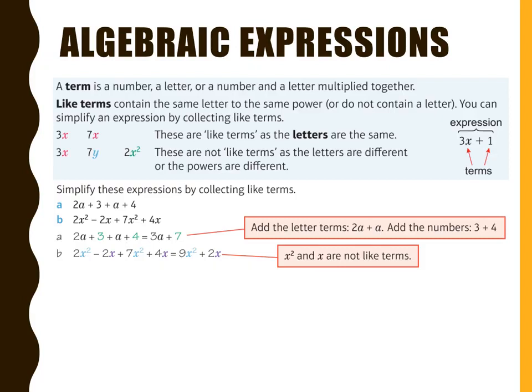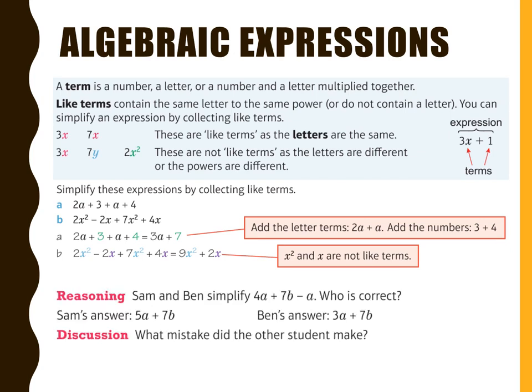So you add the like terms, 2a plus a, that gives you 3a, and then 3 plus 4, that gives you 7. You can also do the same when it's different powers. So in this case, you have 2x squared plus 7x squared, and x squared, we consider them as like terms because the same letter to the same power. 2x squared plus 7x squared, that's 9x squared, minus 2x plus 4x is plus 2x.